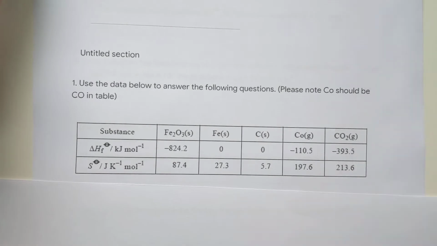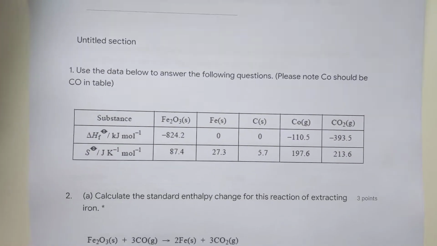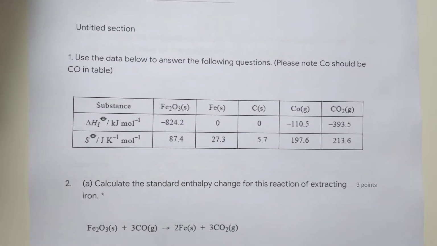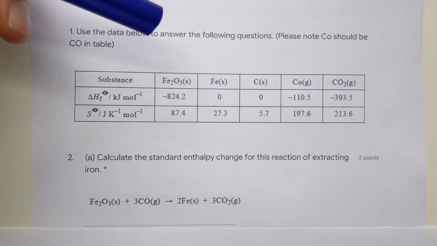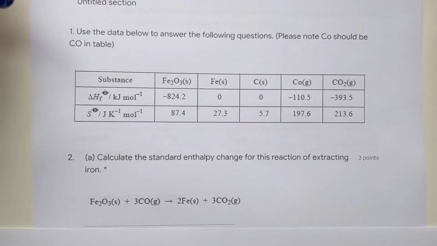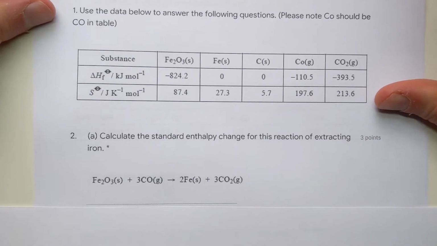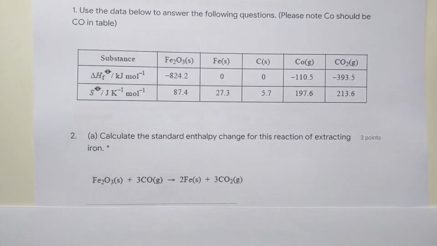So the first one gives you a table of information about some substances, gives you their enthalpy of formation data and their standard entropy data. First part of the question: calculate the standard enthalpy change for the reaction of extracting iron. So it gives you an equation, gives you the data, so you have to work out the enthalpy change of the reaction. So this in fact is a Hess's law question, because you have to find an alternative route for working out the energy change there.